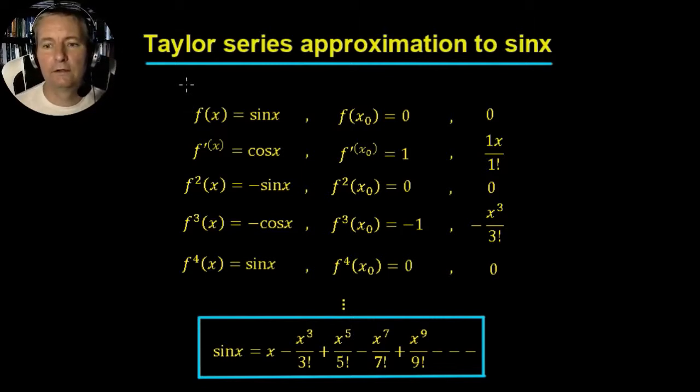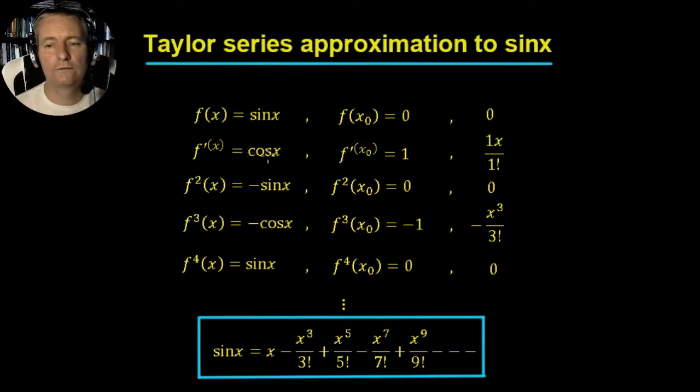So we can see that we're interested in the function f of x, which is sine x. If we differentiate it once, we get cos x. Differentiate it twice, we get minus sine x. Then we get minus cos x. And if we differentiate that, we get back to sine x. The process would then repeat: cos x, minus sine x, minus cos x, sine x, and so on. But we're looking for the value of the function at x equals 0. Well, sine of 0 is simply equal to 0.